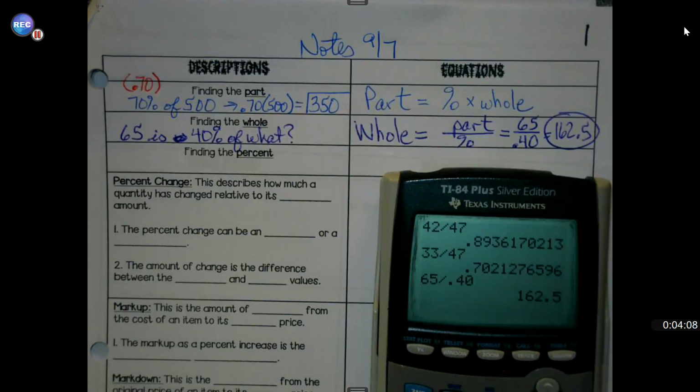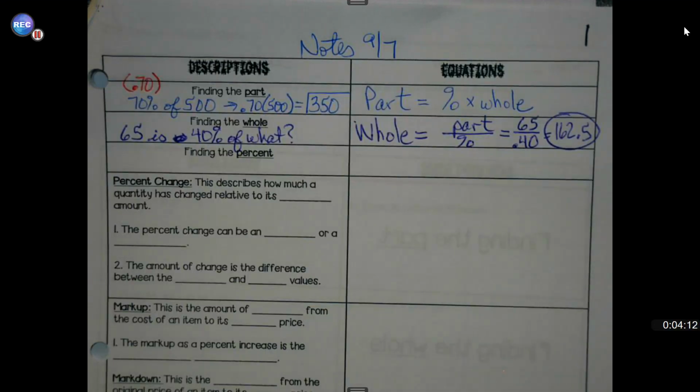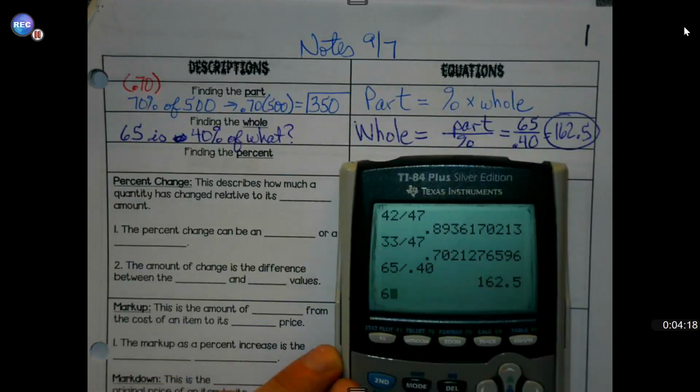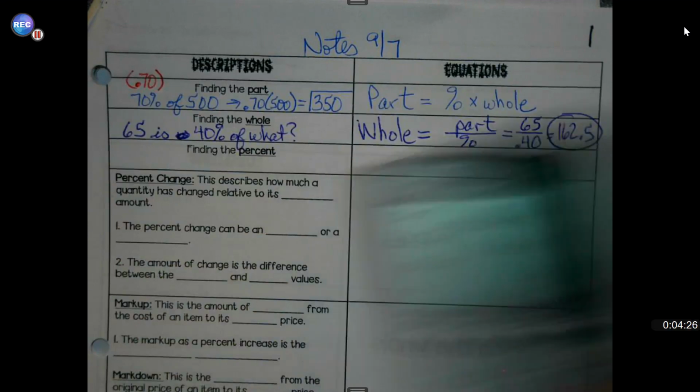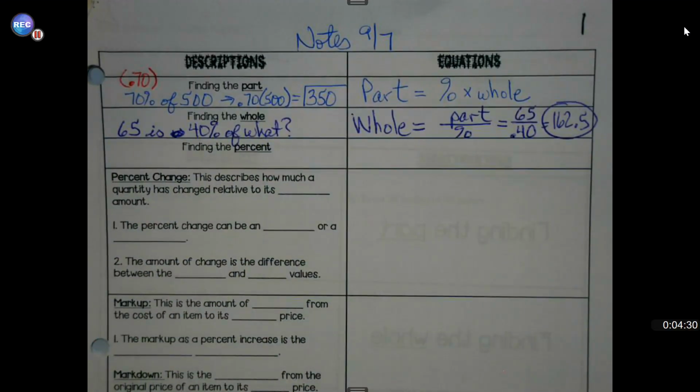If I accidentally multiply instead of divide and the number's smaller, you're like, well, that makes no sense. Let's say I did 65 times 0.40. Would it make sense that 65 is 40% of 26? No, that's bigger and that's smaller. That doesn't make any sense. So if you're looking for the whole, it's got to be bigger. And yes, it can be a decimal. This is real life. It actually works that way.